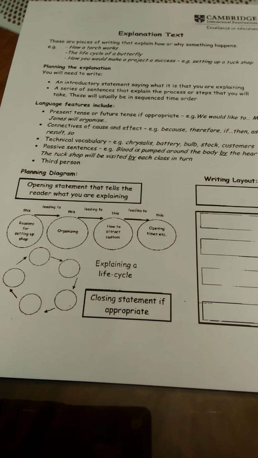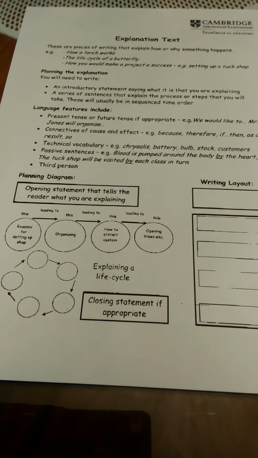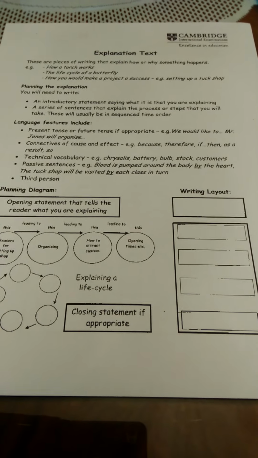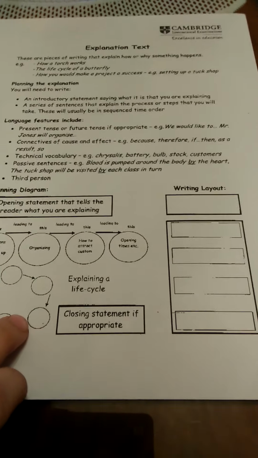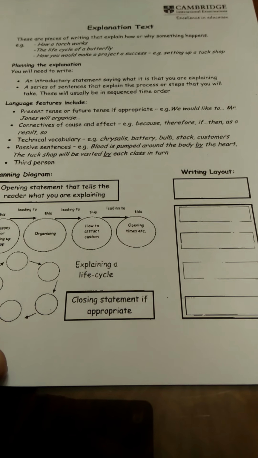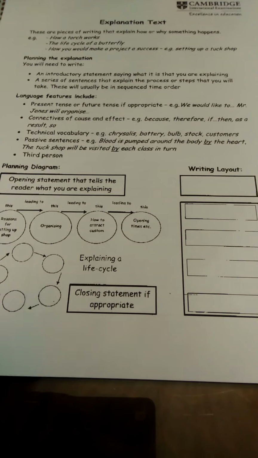You can try to write an explanation text of your own. You can send it to me and I'll correct it for you. We've got a closing statement if needed or if appropriate. That's where you close your writing.